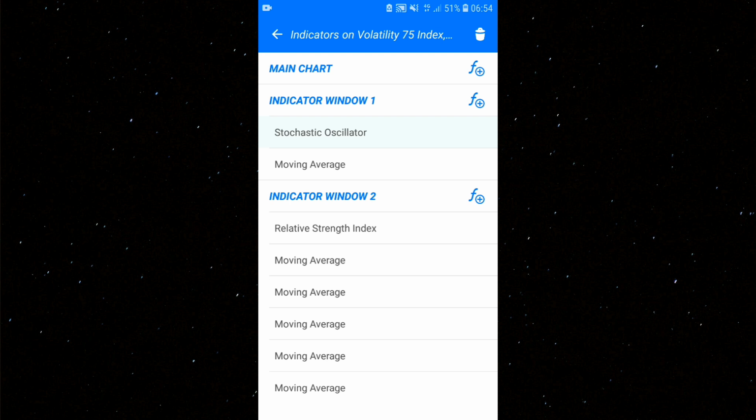For the case of indicator window number 1, we have only two indicators, the stochastic oscillator and the moving average. These are so important as they will give us one of the confluences when to enter the trade and when to exit the trade.